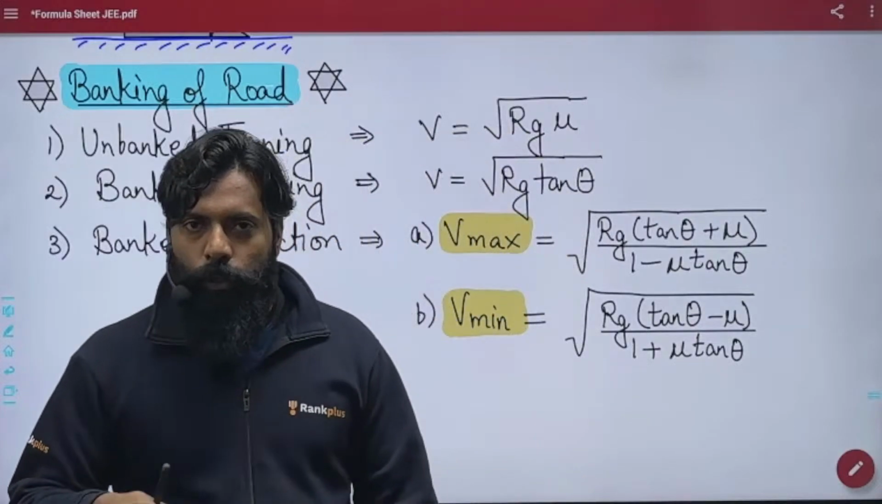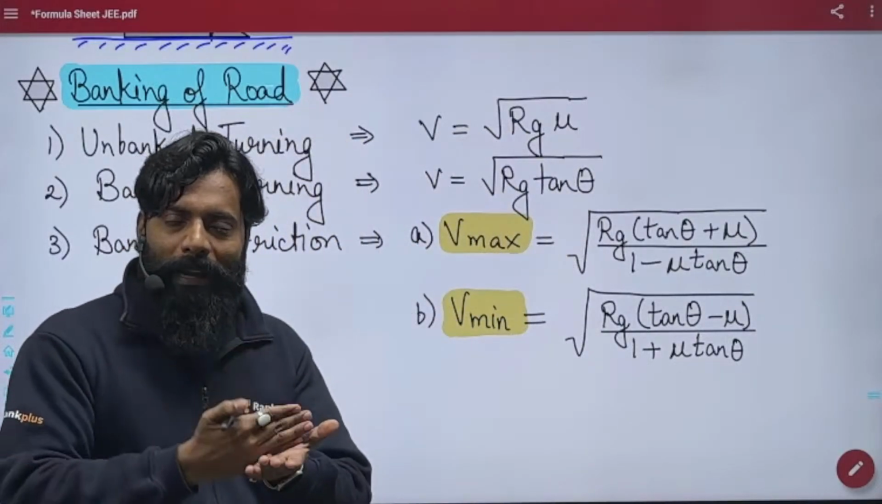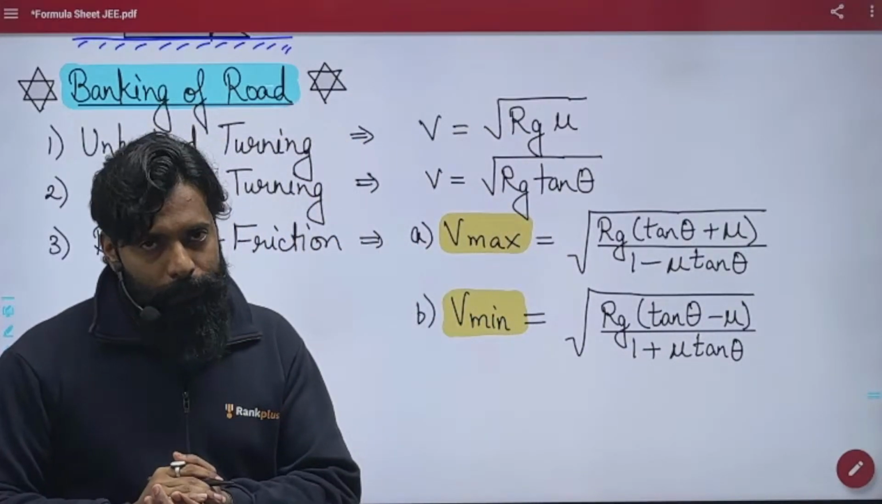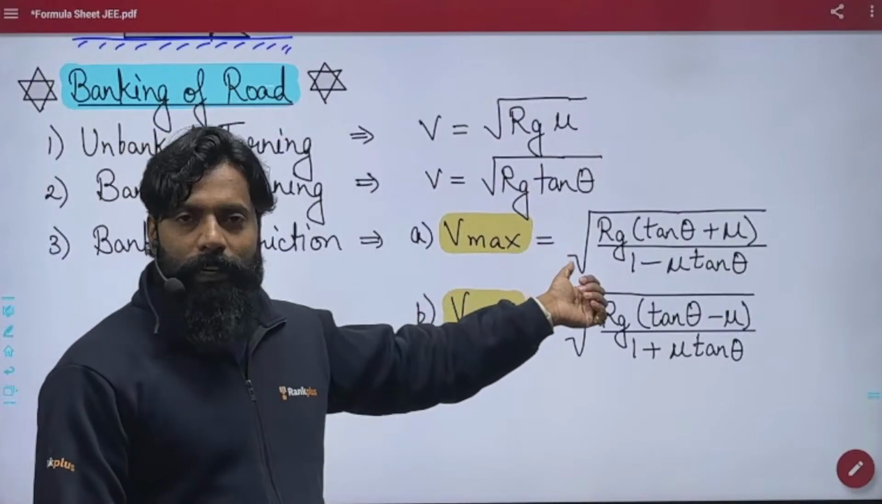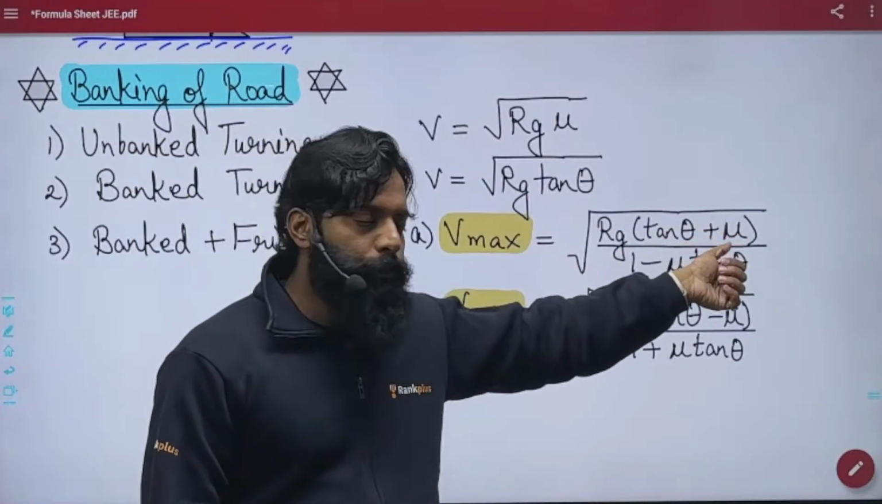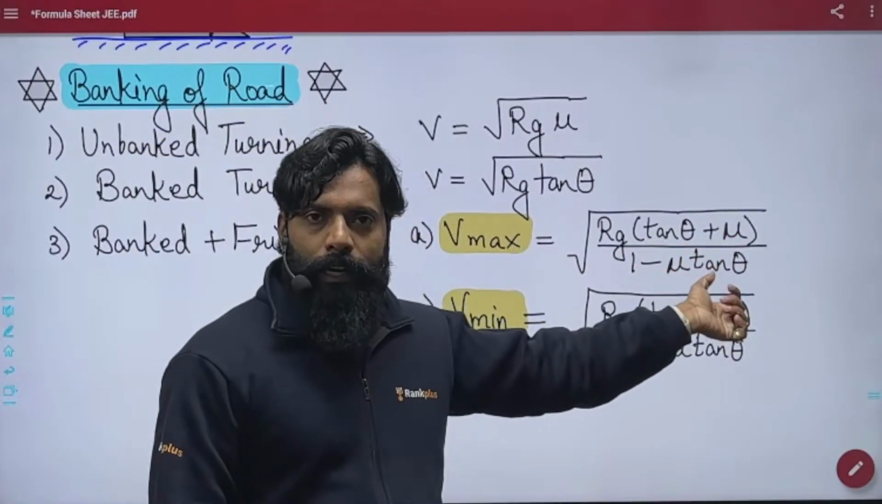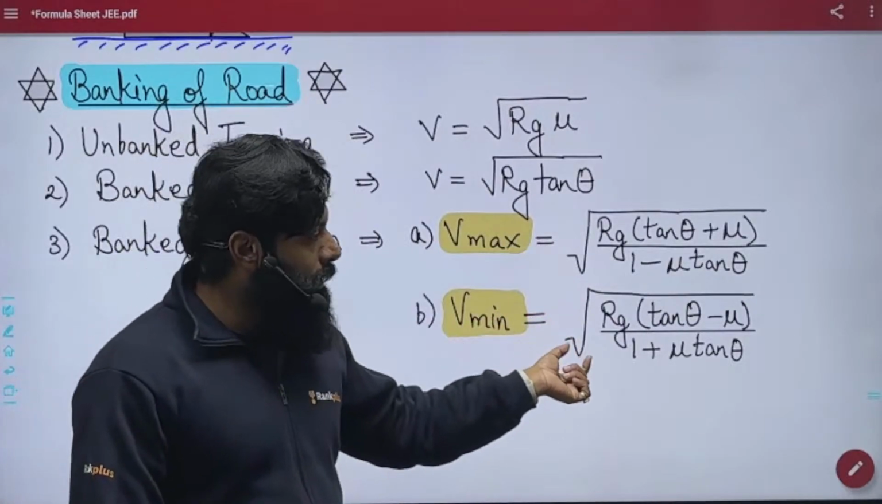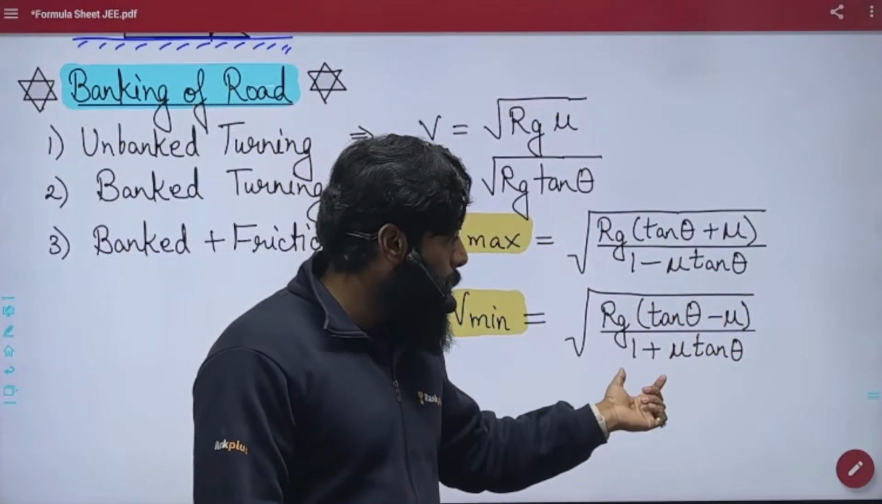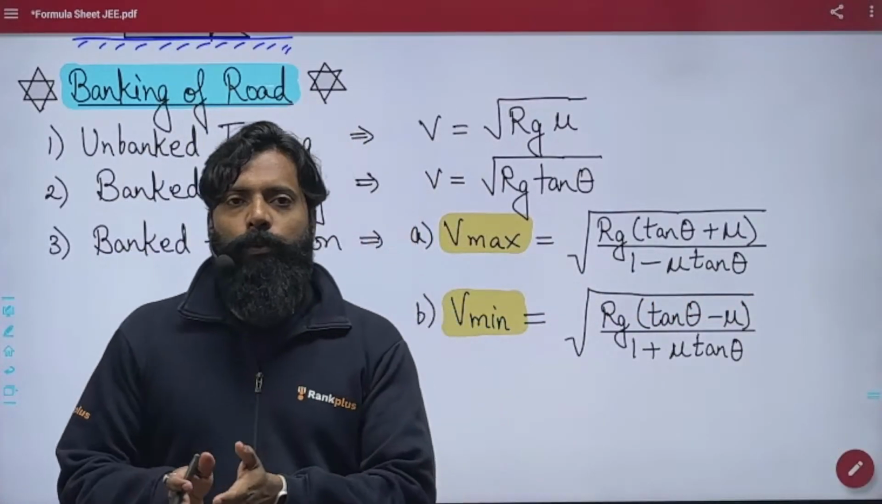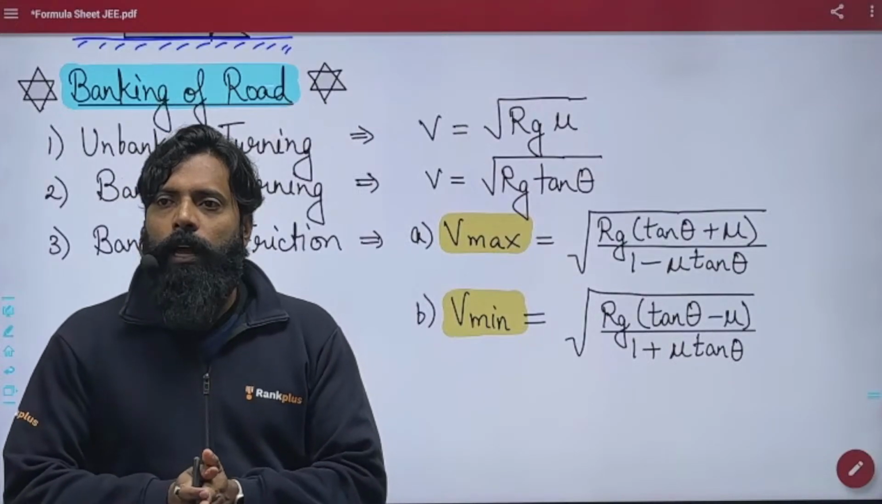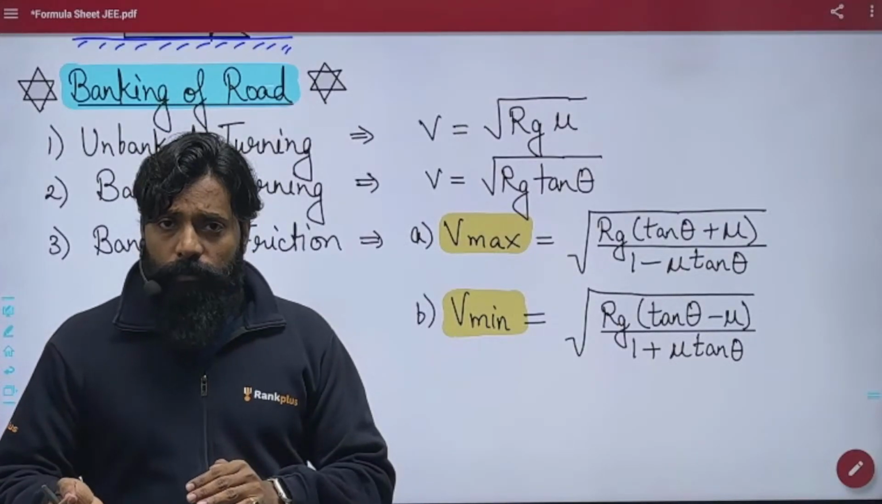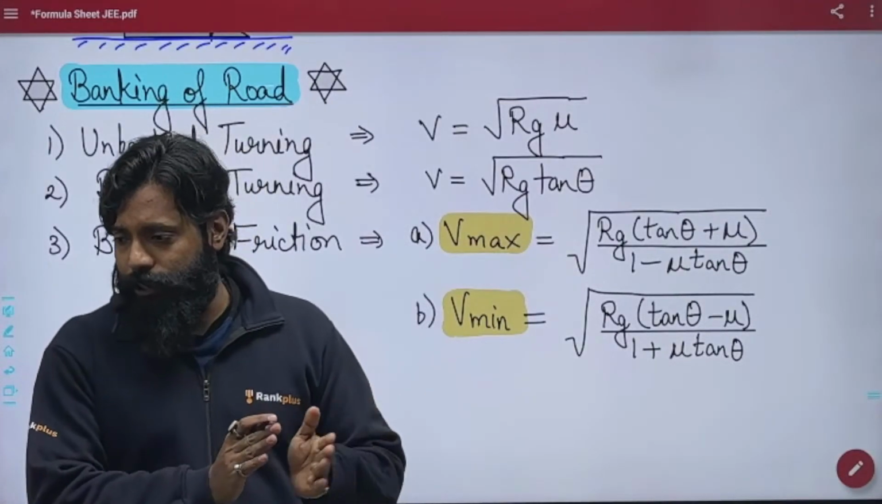In those scenarios, you have two formulas, first for the maximum velocity and second for the minimum velocity. For maximum velocity, you have to remember under root of Rg (tan theta plus mu) divided by (1 minus mu tan theta). For the minimum velocity, it's under root of Rg (tan theta minus mu) divided by (1 plus mu tan theta). These formulas are very, very important. And other than this, you have to frame the equations, right?